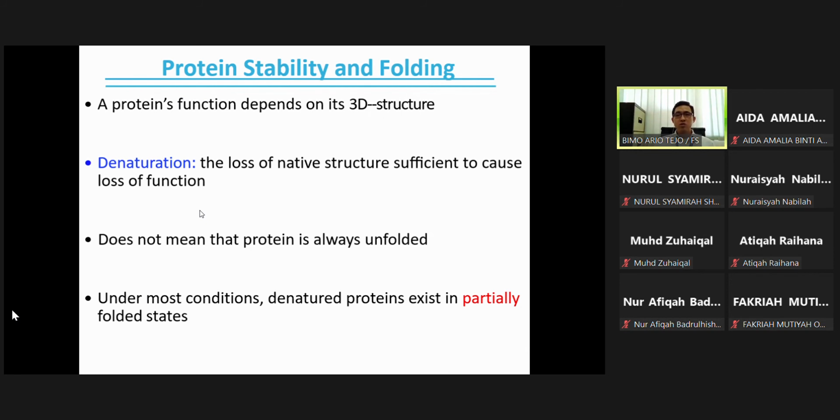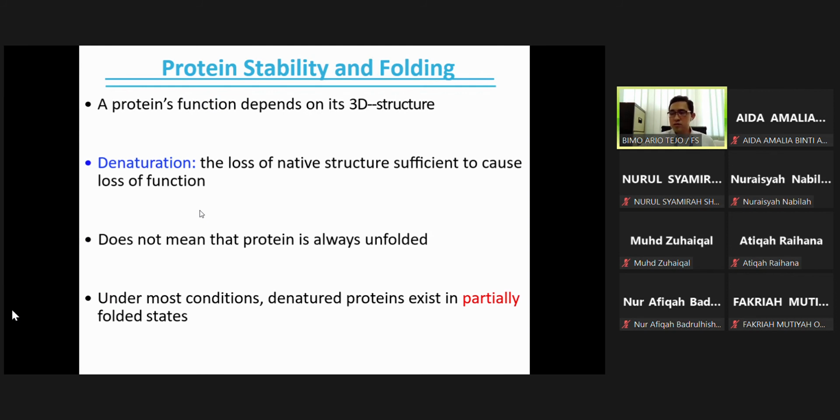Because the function depends on the structure. Kalau structure dia tak stable, function dia hilang. Sama macam mRNA vaccine. Kalau structure dia bertukar daripada pre-fusion kepada post-fusion, dia punya function hilang. Not only that, I explained yesterday, we saw this in the RSV vaccine, when they use the post-fusion conformation, instead of blocking the virus, the vaccine actually helps the virus to infect humans. So the function of protein really depends on its structure. Sangat bergantung kepada dia punya structure.